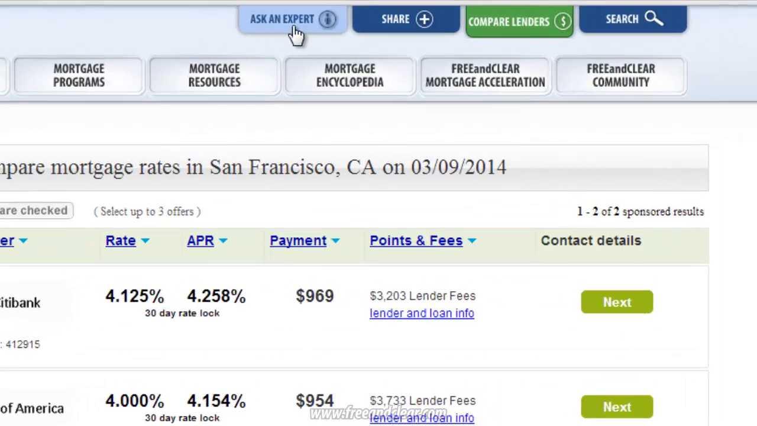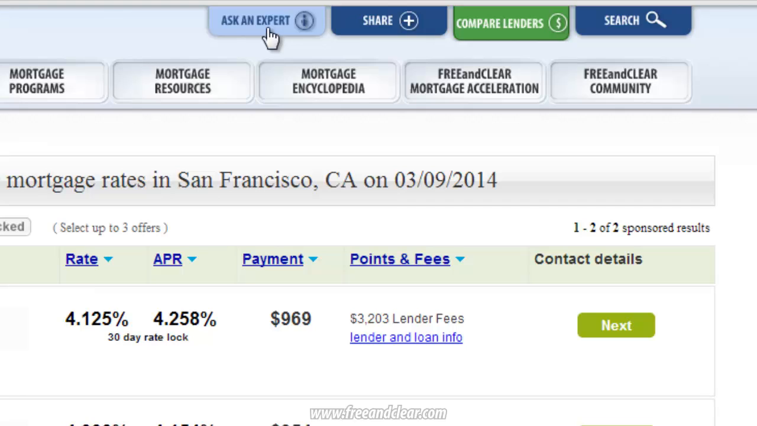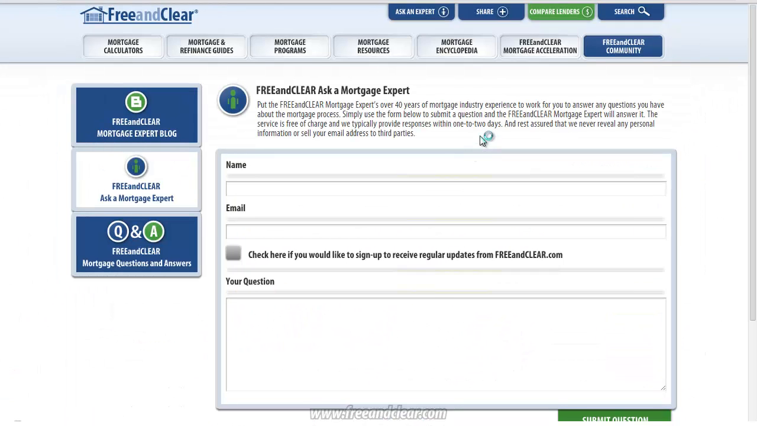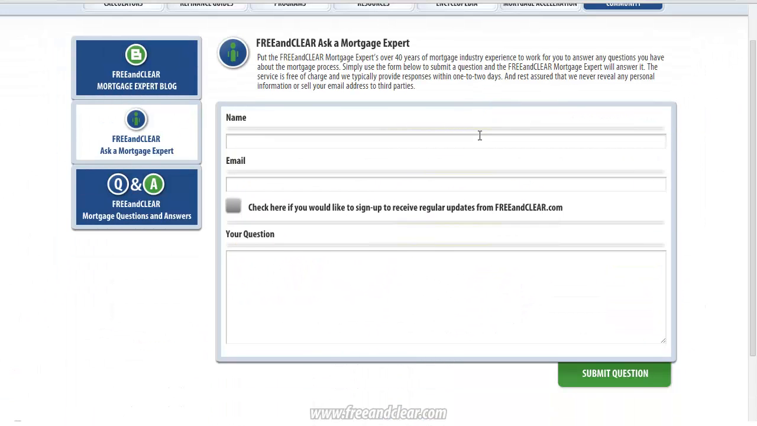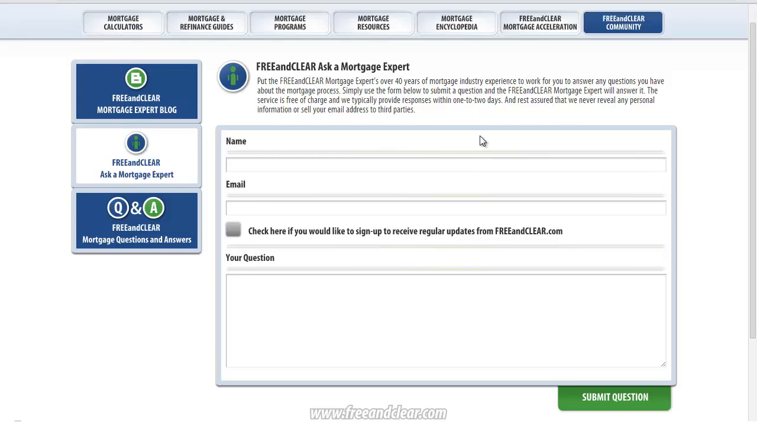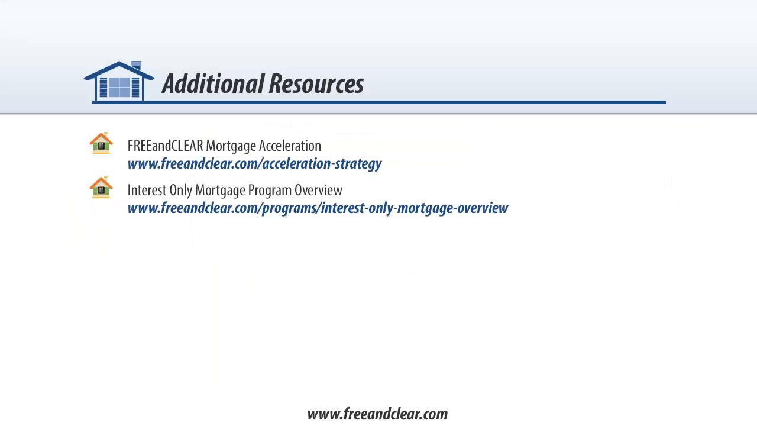If you have any questions about the free and clear interest-only mortgage acceleration calculator or any other mortgage topic, you can always click on the Ask an Expert button at the top of any page, and it will take you to our Ask the Expert feature where you can submit your question. The feature is free to use and we never spam. We also encourage you to check out the free and clear mortgage acceleration section to review an in-depth discussion of how mortgage acceleration works and how you can use it to save thousands of dollars, and our overview of interest-only mortgages in our mortgage program section.